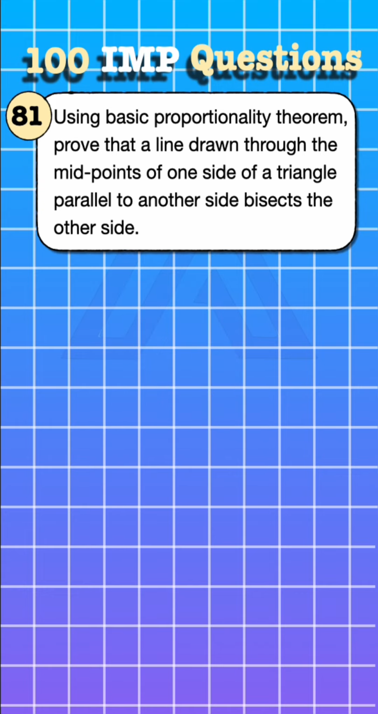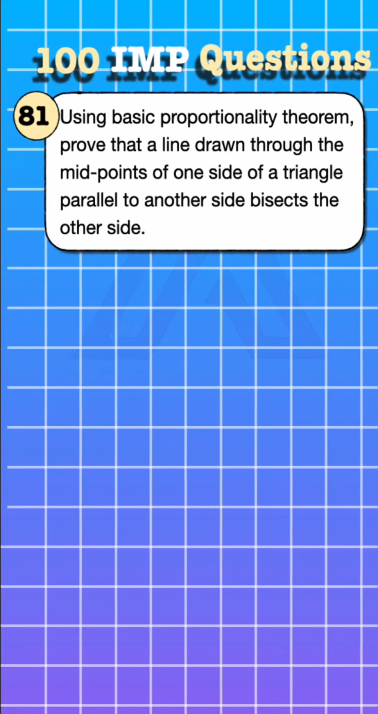Question number 81. Using basic proportionality theorem, prove that a line drawn through the midpoints of one side of a triangle parallel to the other side bisect the other side.